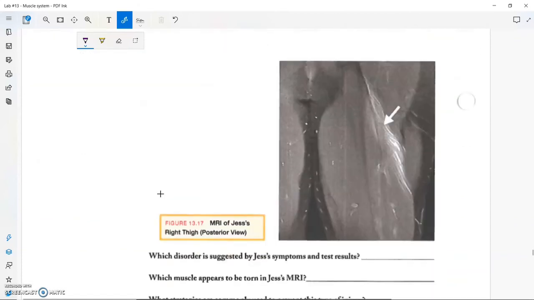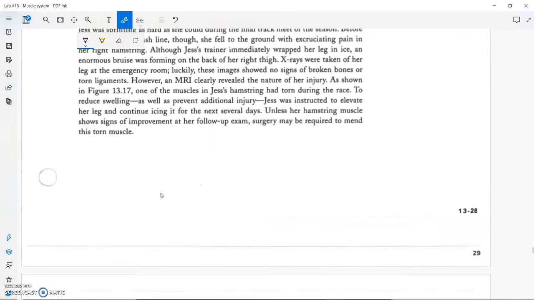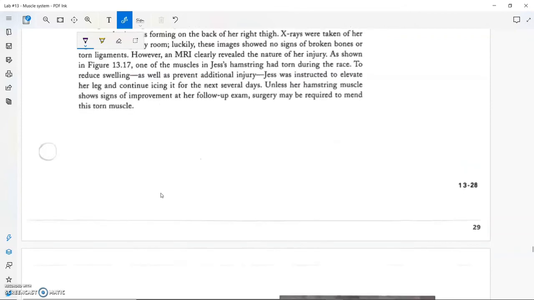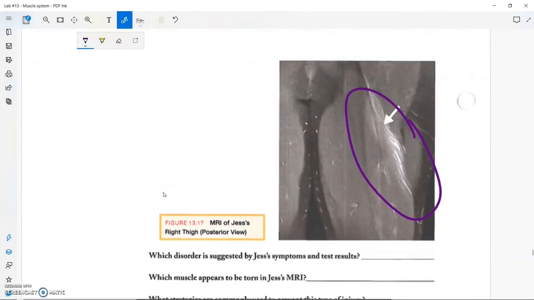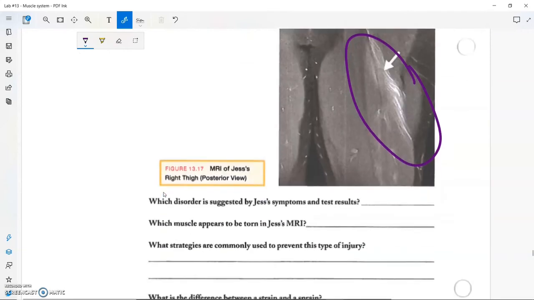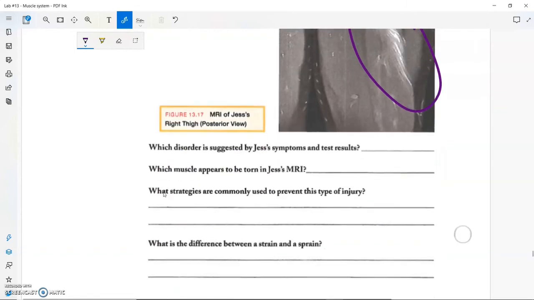So the muscle here, it's a torn muscle, basically overexertion. Muscle that appears to be torn. If it's a posterior view, it's probably biceps femoris. To prevent this type of injury, you have to warm up well, stretch, don't overwork.